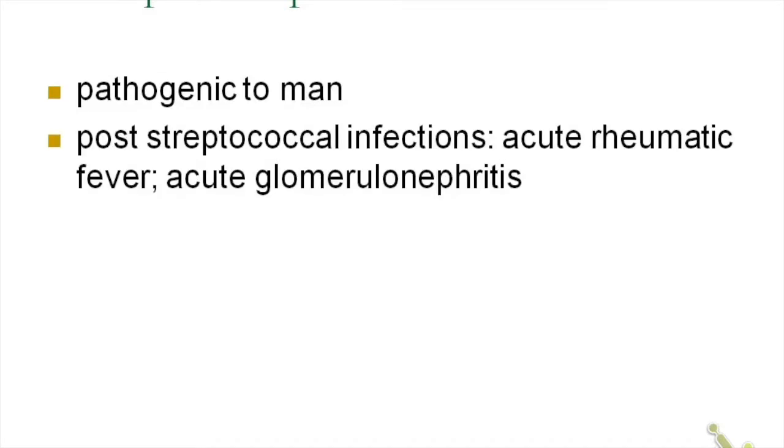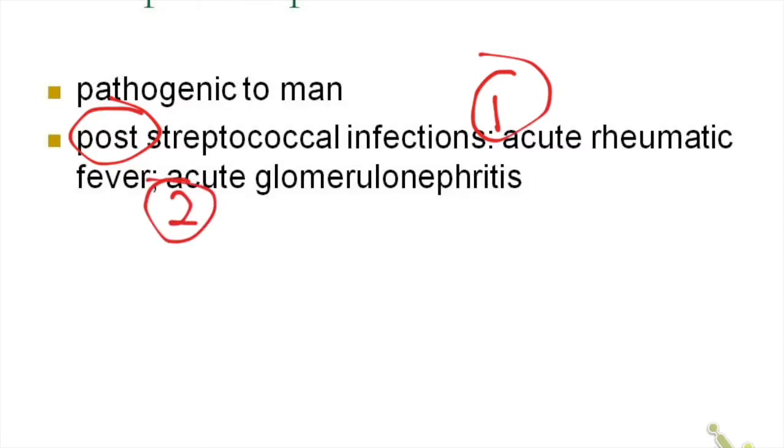Group A streptococci are very pathogenic. This group is very pathogenic to humans. They cause the so-called post-streptococcal infections. What do we mean by post? Post means after. Usually as a complication of having streptococcal infection. So after a sore throat, let's say a sore throat is caused by strep pyogenes, you can have complications. And one of the complications would be the acute rheumatic fever, and the other one would be the acute glomerulonephritis.